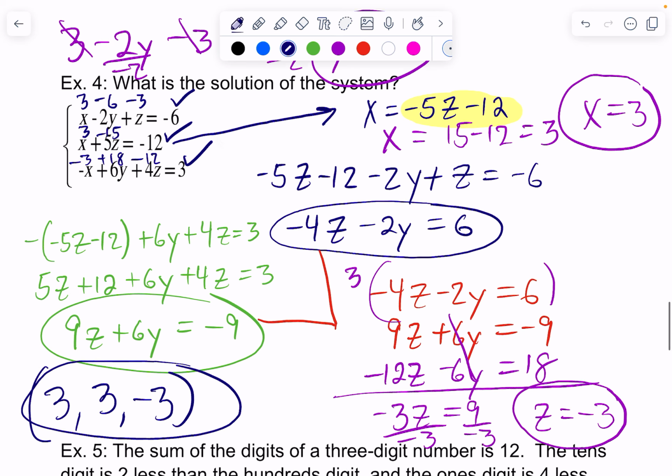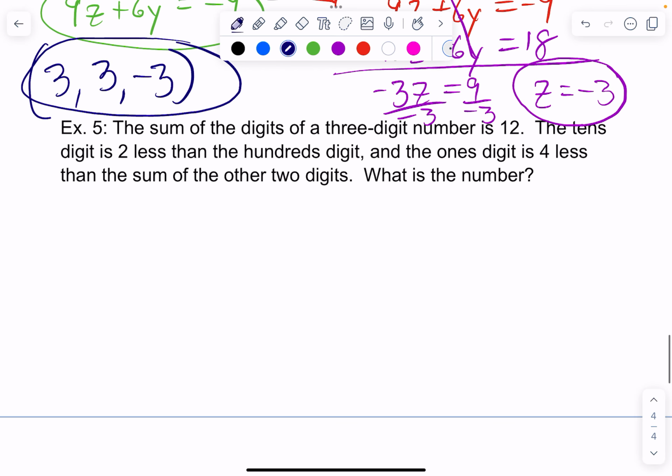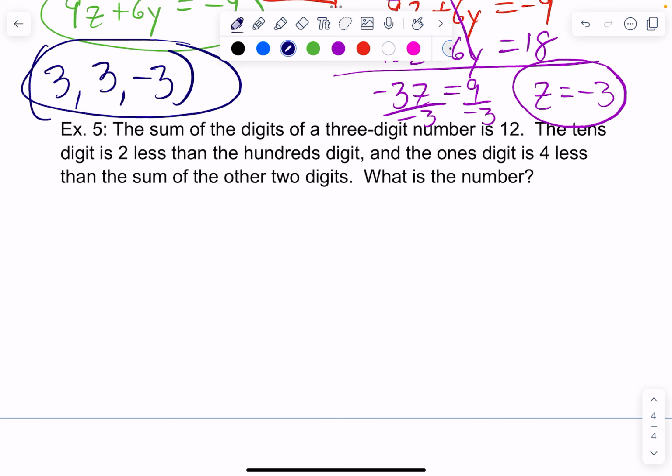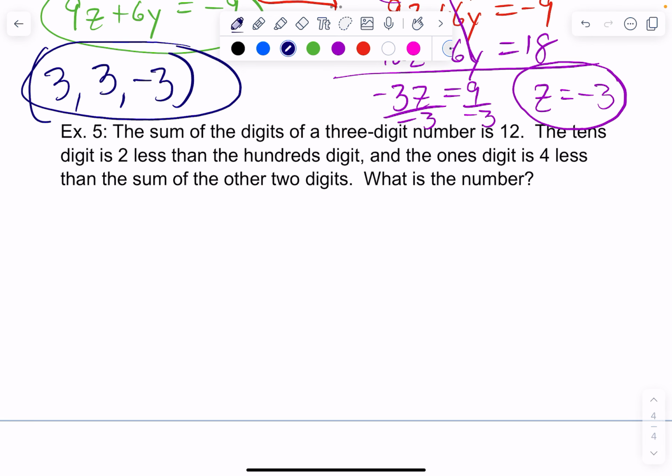And last but not least, let me show you how to set this up in a word problem. When you're reading each sentence, they're giving you an equation. Write the equations and label. The sum of the digits of a 3-digit number is 12. So right off the bat, I've got x plus y plus z equals 12. Because the sum of each of the 3 digits is equal to 12.